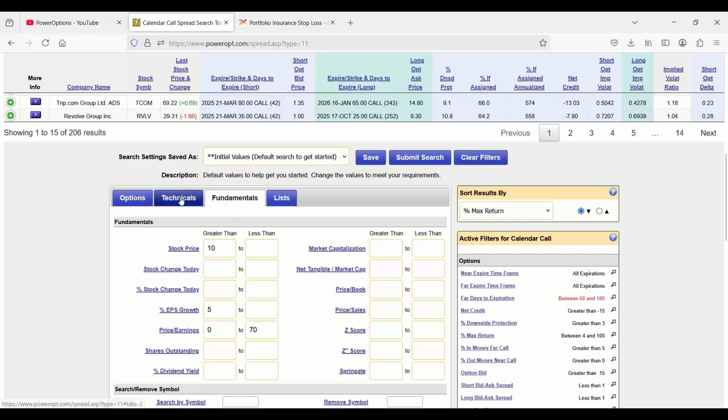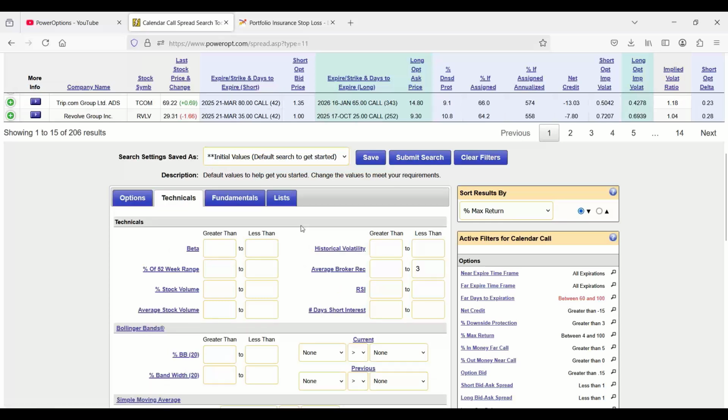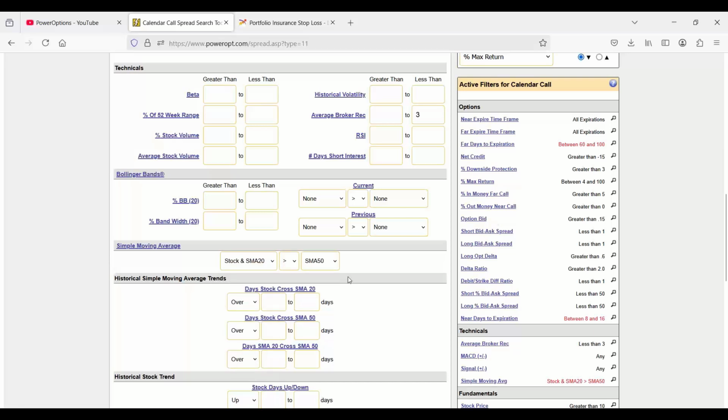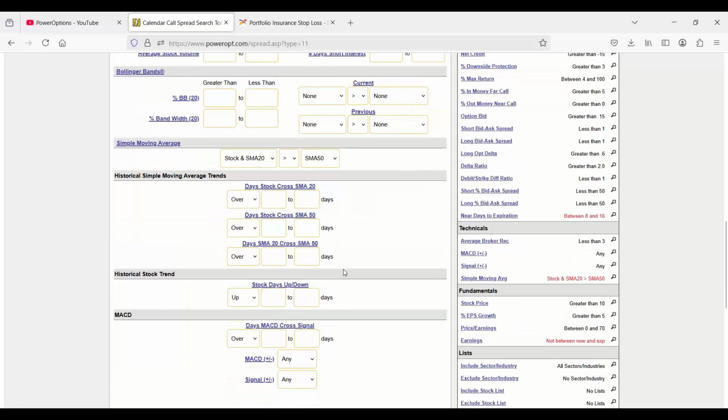All right. Now, I'm going to go into the technicals. And if you wanted to put anything in, minimum average stock volume or anything like that, specifically what I'm going to look for is stocks where the SMA 20 is greater than the SMA 50. I'm looking at shorter term. Actually, I'm going to do something else. I'm going to look for stock in SMA 20 above the SMA 50.